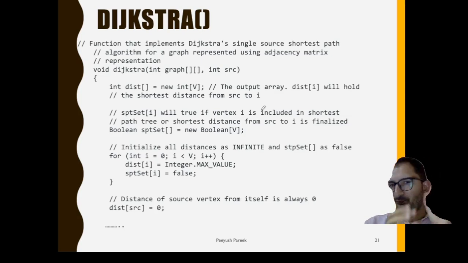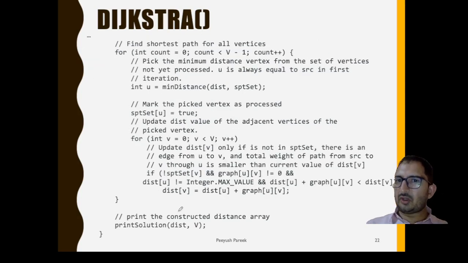Now we have created an array with the vertices V, 9 we have given, so it will create 9 entries with 9 booleans. This is the shortest path array we have created. Now we have used this for loop to initialize this. The distance of the source is 0 in the first step. Now we are updating all with infinity, and now we are checking the minimum distance.